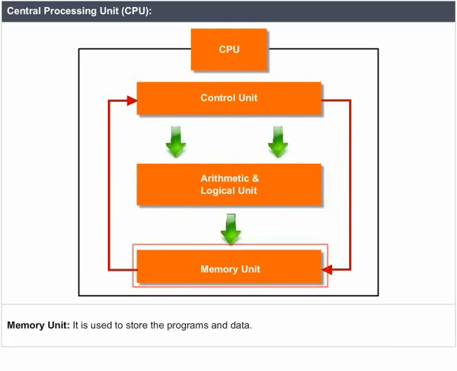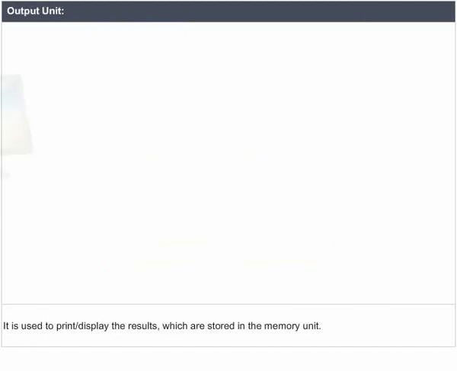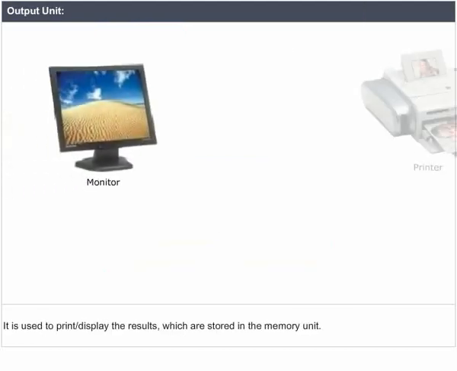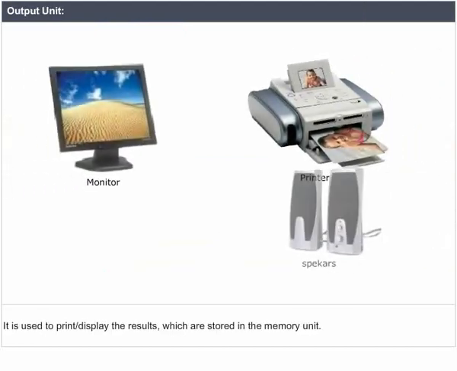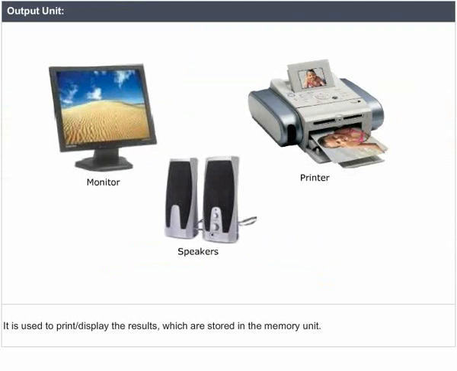Memory unit. It is used to store the programs and data. Output unit. It is used to print or display the results which are stored in the memory unit.